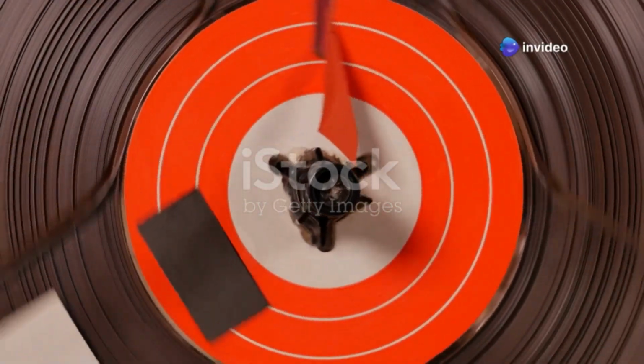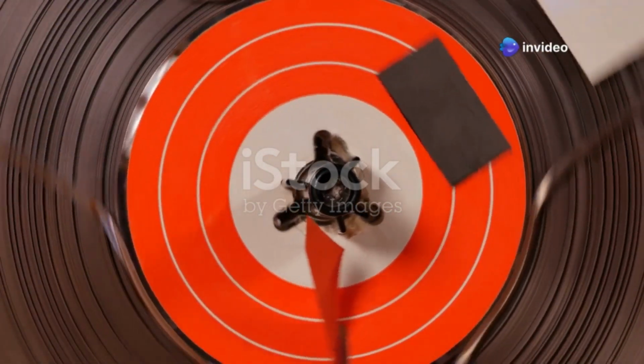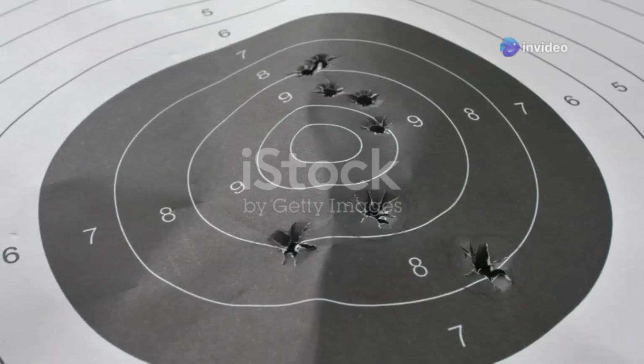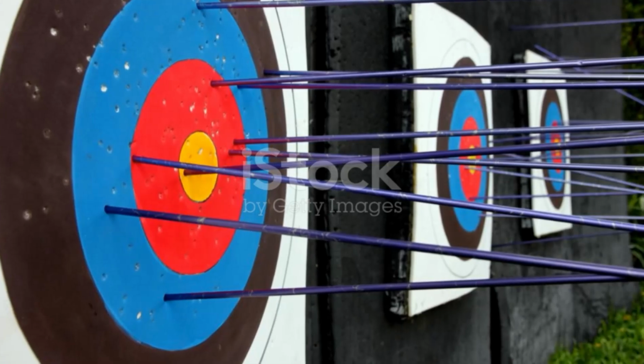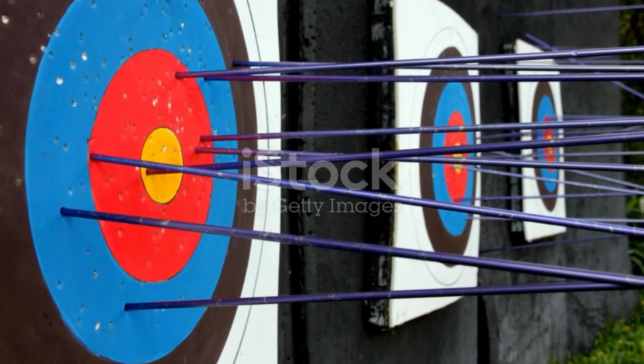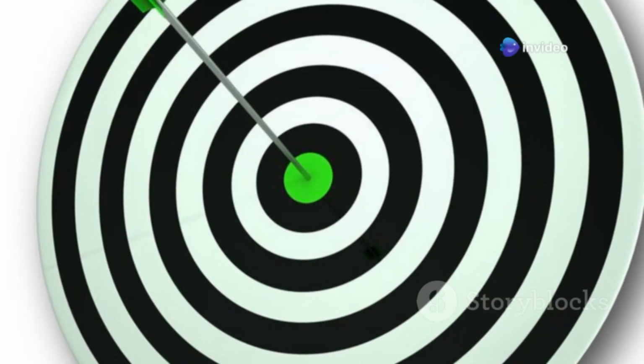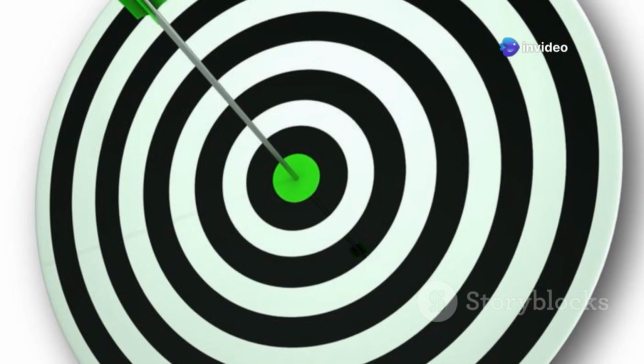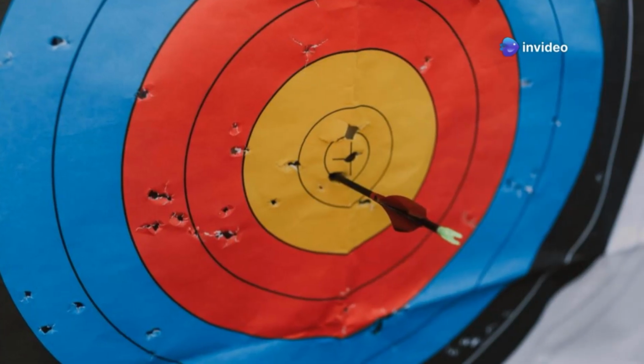Let's visualize accuracy and precision using the familiar target analogy. Imagine a target with concentric circles. High accuracy, high precision: all your arrows land clustered together right in the bullseye. This is the ideal scenario, indicating both correctness and consistency.